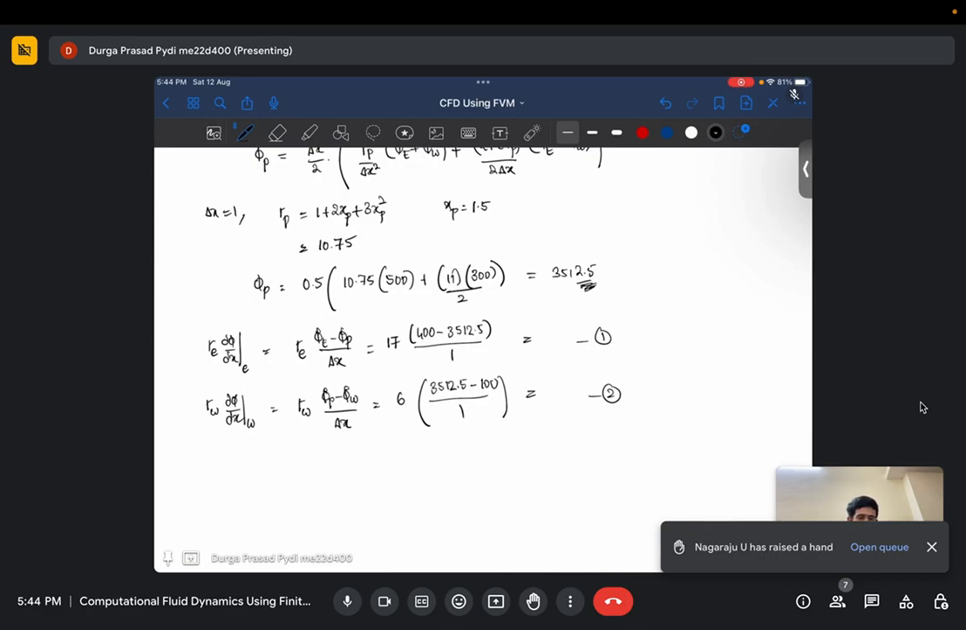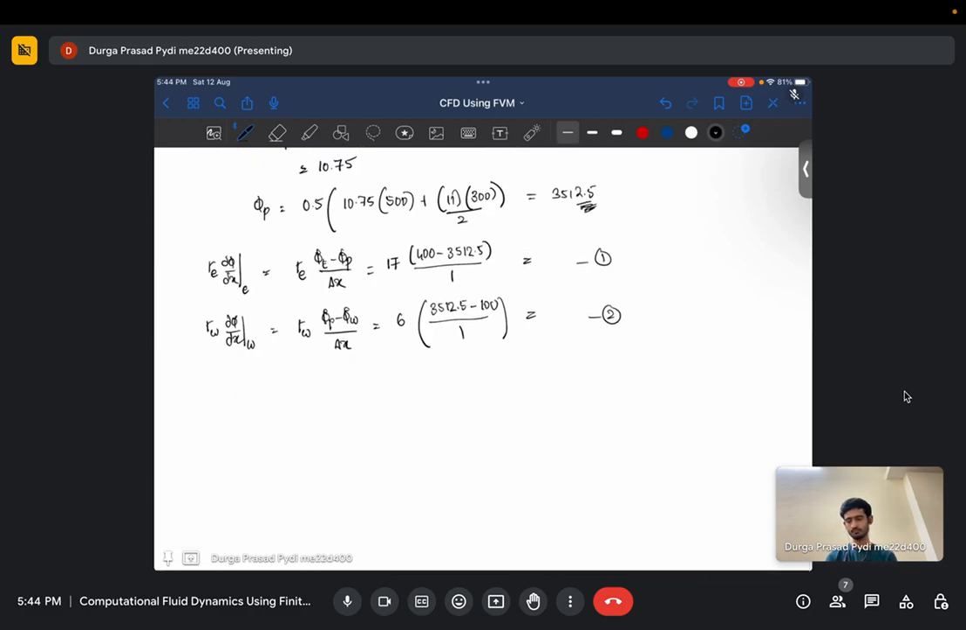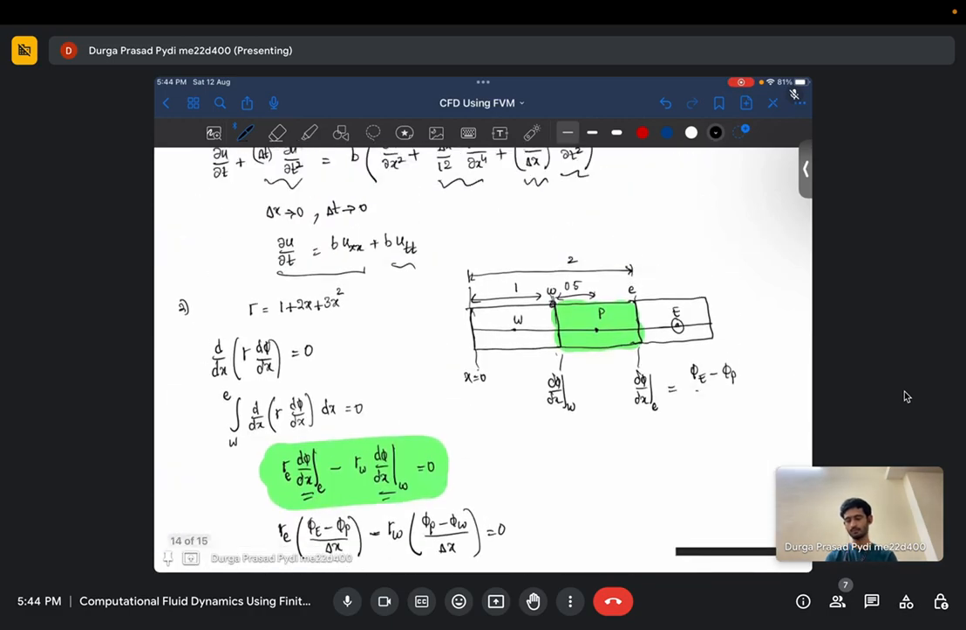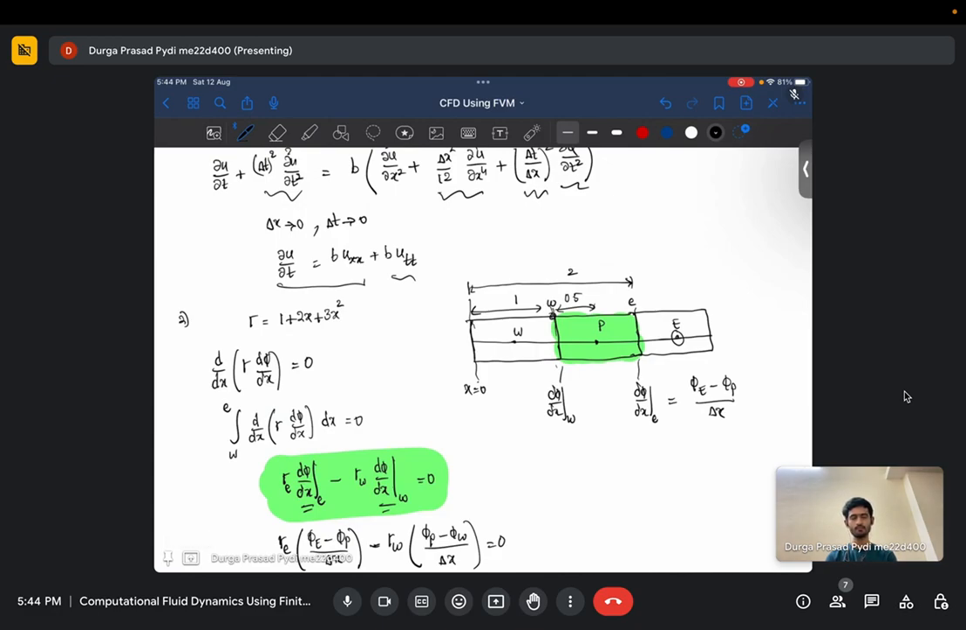Yeah, you have some question, Nagaraj. Yes. Whatever the variables, like gamma or velocity, whatever the quantities, they are always at the centroid of the cell, right? Only fluxes are located on the faces of the cell, and the quantities are always located in the center of the cell. Yeah, we are calculating only at the centroids. Yes. Okay, that will come in a later section.